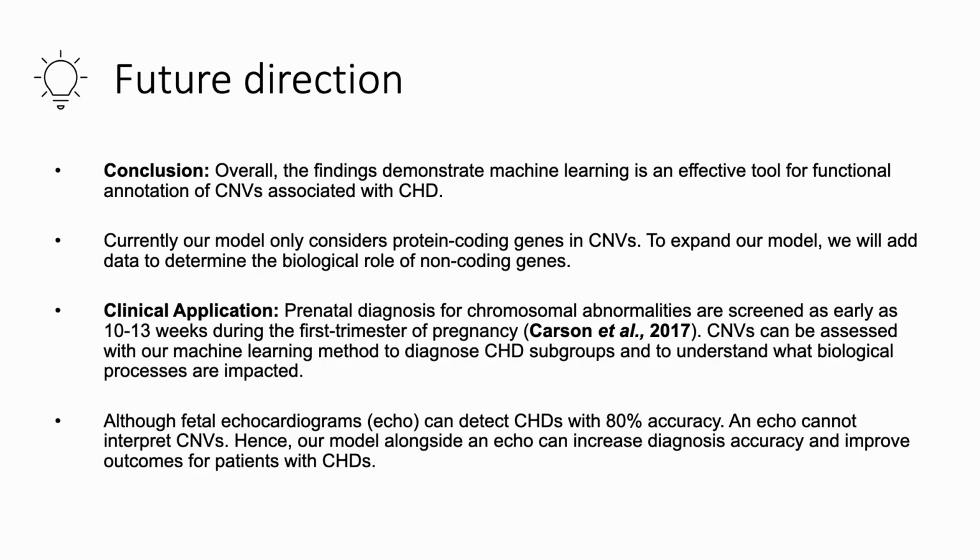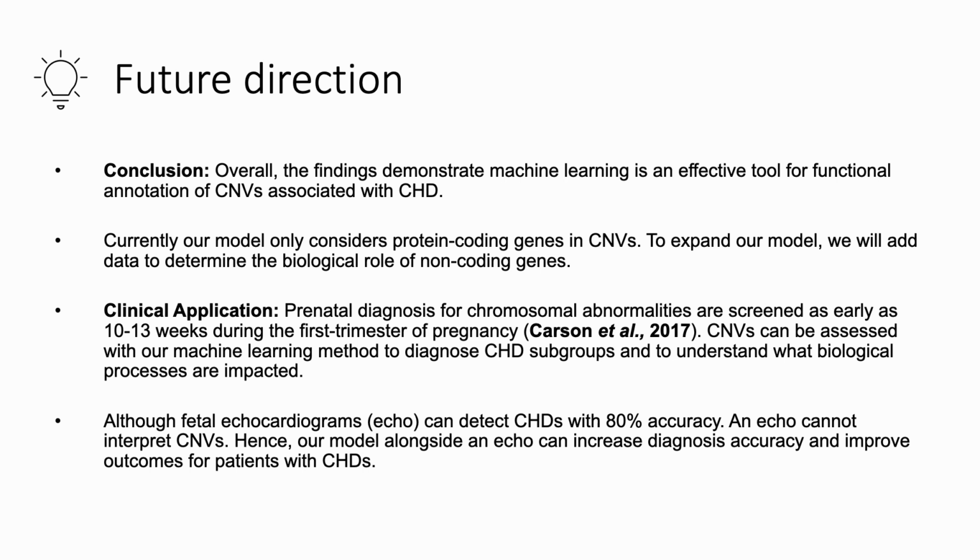In conclusion, we found unique and shared features among each congenital heart disease subgroups. Generally, our results indicate that machine learning is an effective tool for functionally annotated copy number variants linked to CHD. For future direction, currently our model only focuses on protein coding genes that impact CNVs. To expand this, we hope to include information that will help us annotate non-coding genes as well.